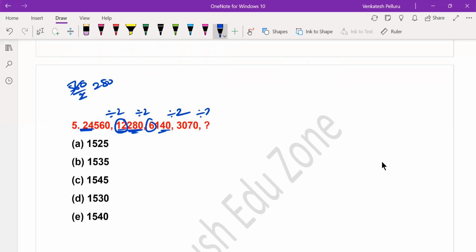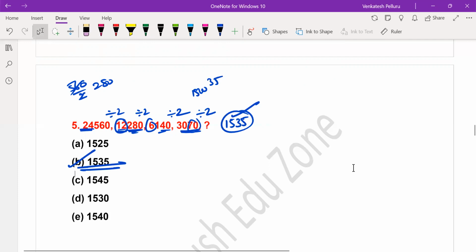So for the answer also we follow the same logic. 3070, half of 3000 is 1500. 70, half of 70 is 35. So the answer becomes 1535, which is at option B.